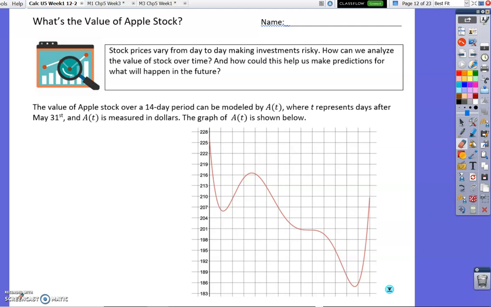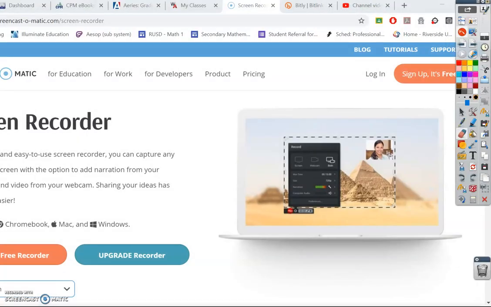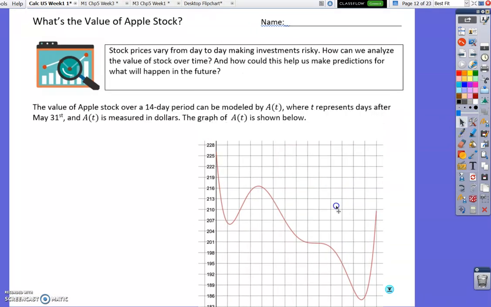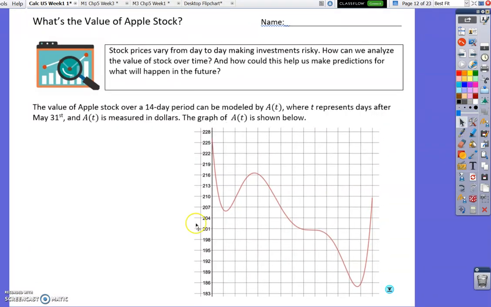The value of Apple stock over a 14-day period can be modeled by A of T, where T represents the days after May 31st, and A of T is measured in dollars. The graph of A of T is shown below. In this graph, you'll notice I don't know what it's counting by in this direction, so that's kind of a problem for me. I would like to know what that is going the other way, but that's okay. And so that's problematic, but there's our graph.